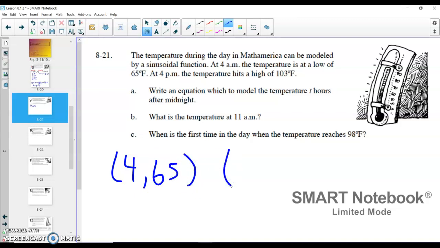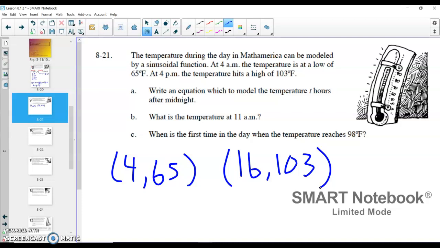And you can think, well, what's 4 p.m.? How many hours after midnight is 4 p.m.? Well, 12 from midnight to noon, that's 12 hours. 4 more hours puts me at 16. And then I'm at my high point, which is 103. I can't really work backwards to find a high point to low point here, so this is one where it's pretty much required that we use sine.